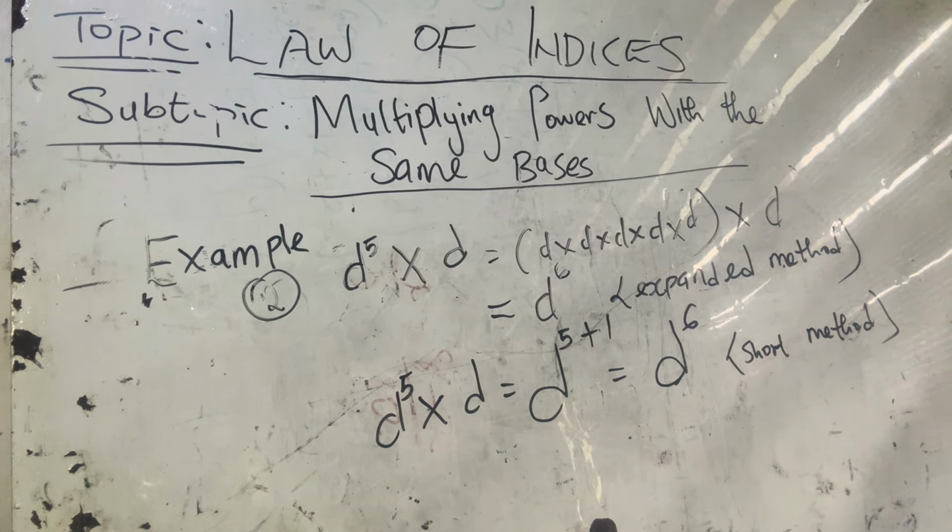Example 3. Now, example 3 question says 5y raised to power 3 multiplied by 2y raised to power 2 multiplied by y.